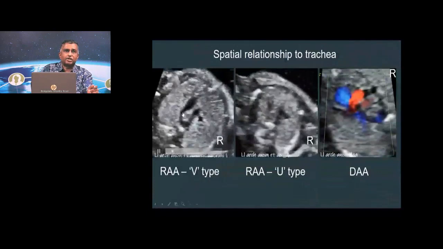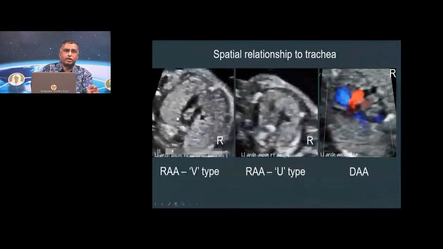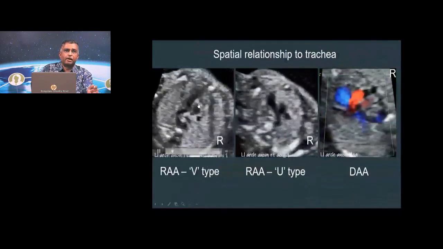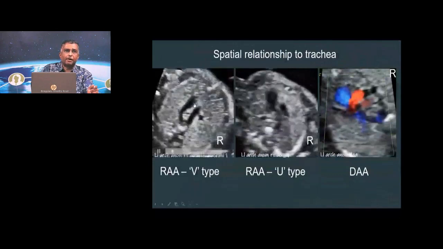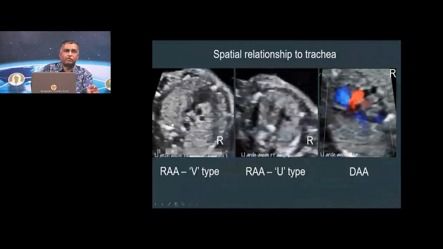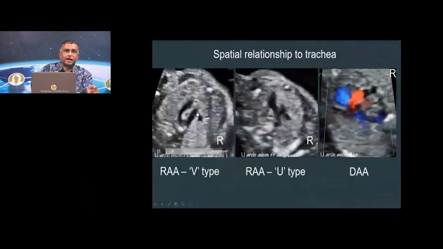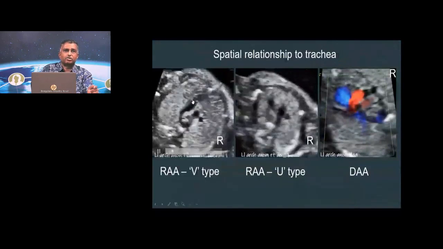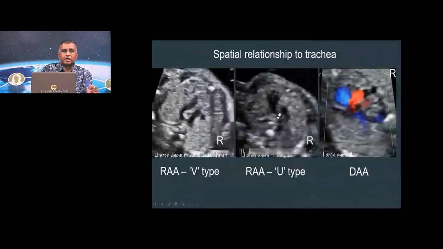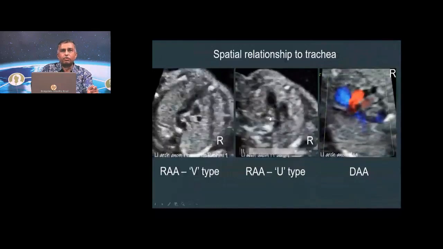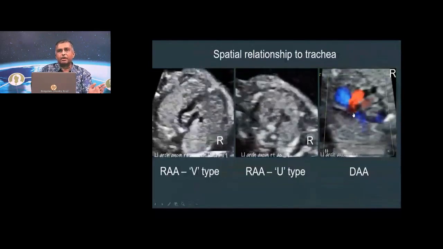This is the normal ductus arch to the left side, and therefore this is called the U type of right aortic arch. Remember, SVC, aorta, pulmonary artery, both the aorta and pulmonary artery should move to the left. We spoke about the V going to the left. Here the aorta has come to the right side, ductus arch is to the left side. This is U type. Whereas here both the ductus arch and the aortic arch have moved to the right of the trachea. This is called the V type, and here is a double aortic arch.